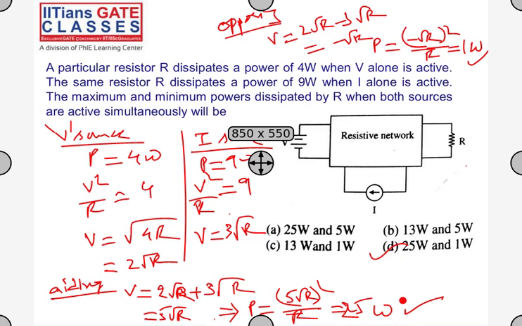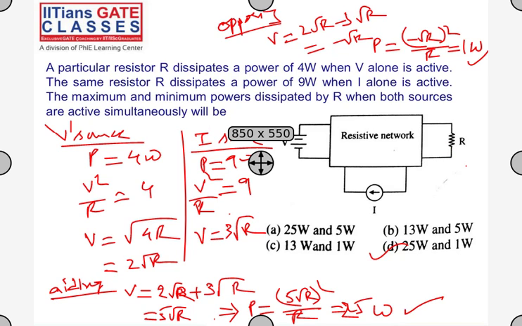Let me repeat. When you have two sources, the power dissipation using the voltage source is 4 watts, and using the current source you have 9 watts in the resistor. So you can't directly add. For the maximum and minimum powers when both are acting at the same time, by the superposition theorem you can add voltages and currents algebraically based on their directions, but not the powers.